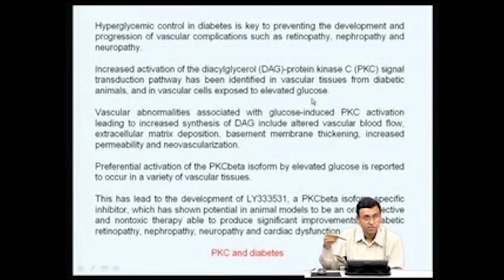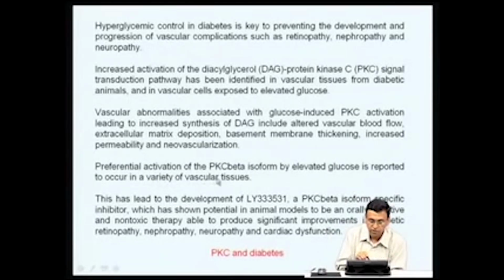So when you have high levels of glucose in your blood, it results in the activation of the diacylglycerol protein kinase C pathway, resulting in diseases like retinopathy, nephropathy and neuropathy. Vascular abnormalities associated with glucose-induced PKC activation, leading to an increase in DAG, include altered vascular blood flow, extracellular matrix deposition, basement membrane thickening, increased permeability and neovascularization. These are all various clinical manifestations of advanced stages of diabetes.